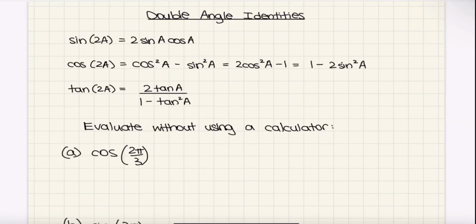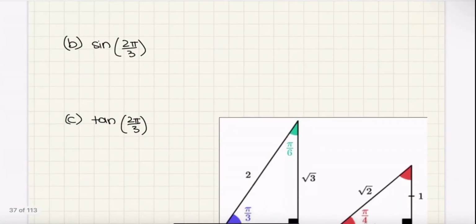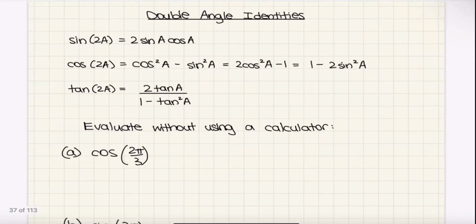Welcome back, everyone. Today we're going to be using double angle identities to evaluate cosine 2 pi over 3, sine 2 pi over 3, and tan 2 pi over 3 without a calculator. There are other ways to evaluate these without a calculator as well, but we're not going to be talking about those today. Today we're specifically going to focus on evaluating these using the double angle identities.